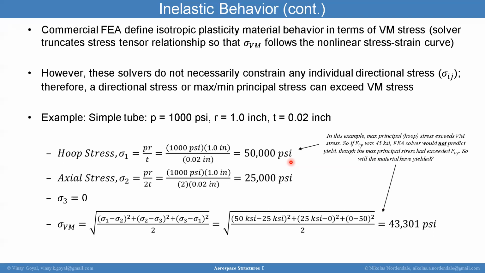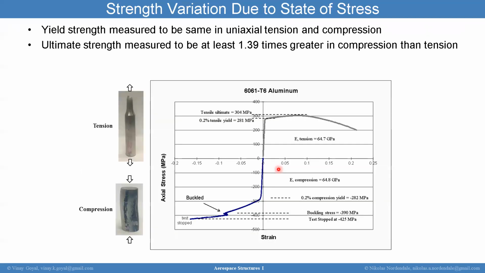And this simple example illustrates how it is up to the engineer to understand the mechanics of failure and what your models are going to predict. And so that's driving us to a failure criterion we're going to be covering in a second here. And then in this example, you have the strength variation due to a state of stress. The yield strength was measured in tension and compression. You can see the compression has a higher capability than tension. The ultimate strength was measured to be at least 1.4 times greater in compression than tension. So you can see that happening here.